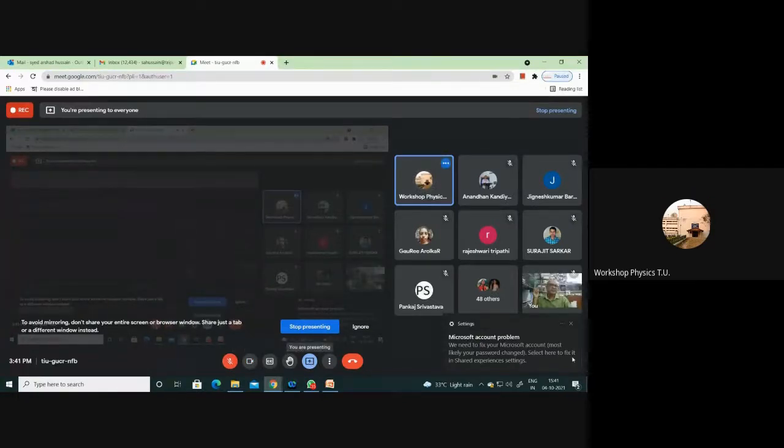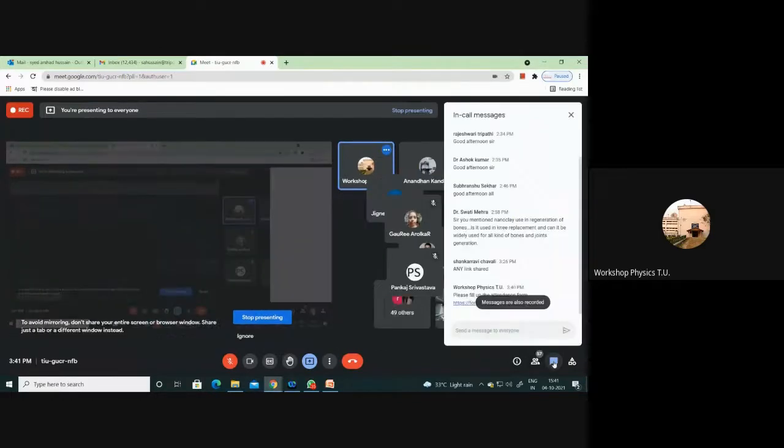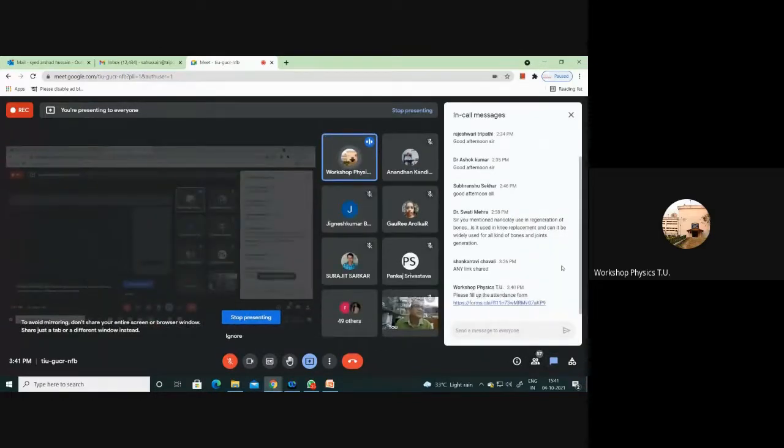So as I can see, one question is there from Dr. Swati Mehra. Sir, you mentioned nano clay used in regeneration of bones. Is it used in knee replacement? And can it be widely used for all kind of bones and joints generation?